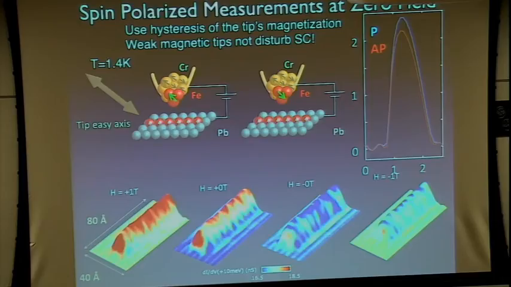And again, when you do this tunneling measurement where you keep the tunneling current constant, you can see that with the parallel and anti-parallel tips, you're actually measuring a slightly different height. So this is a cut in the topograph here, which shows you how much the tip has moved up and down when you just flip the magnetization of the tip.